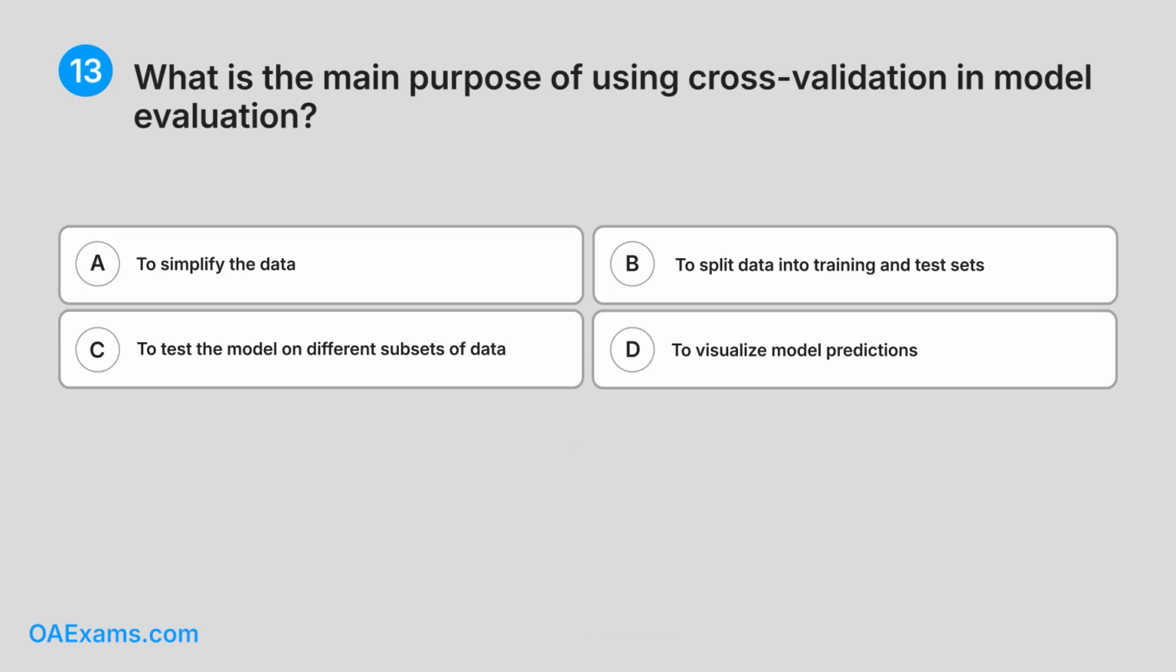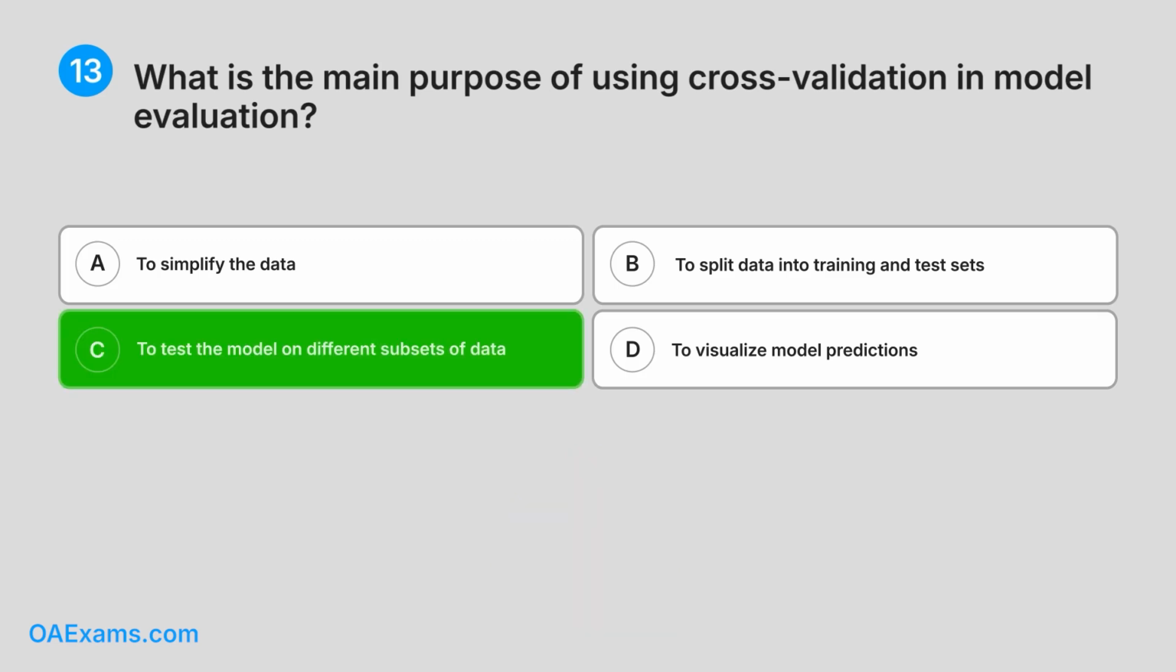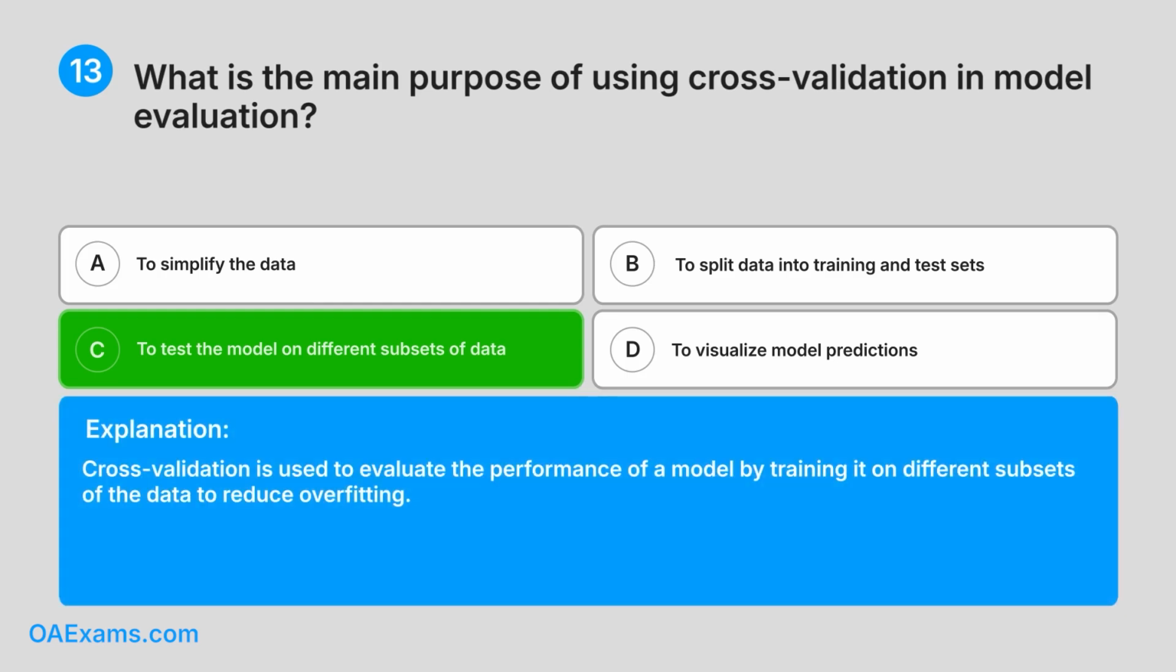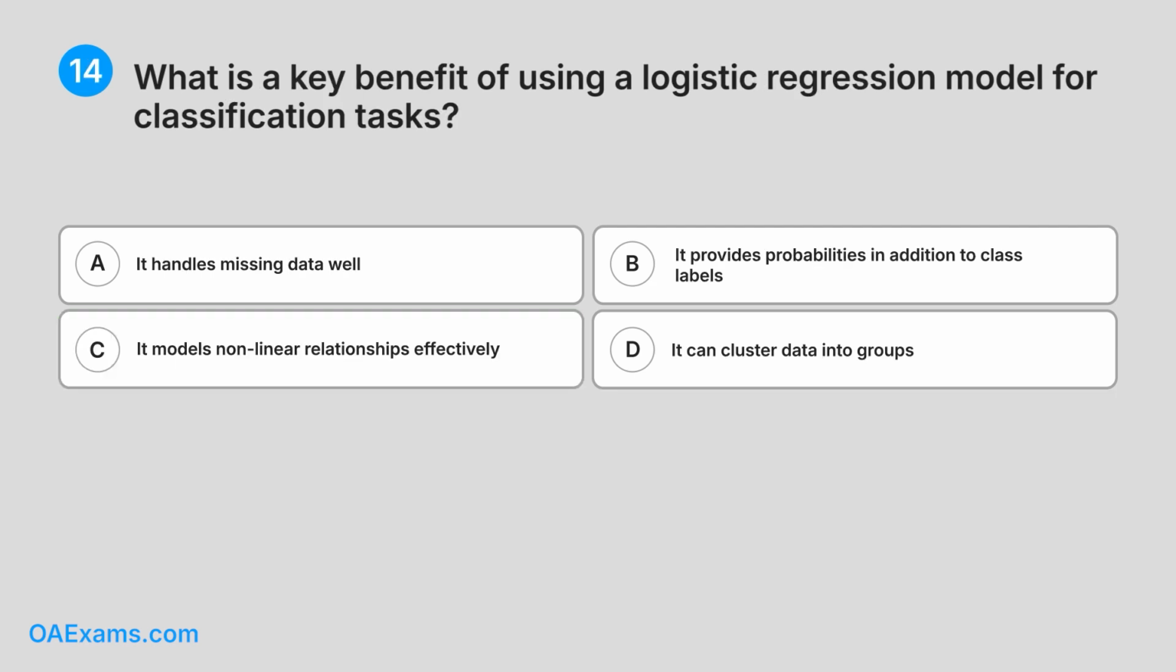Correct answer. C. To test the model on different subsets of data. Explanation. Cross-validation is used to evaluate the performance of a model by training it on different subsets of the data to reduce overfitting. 14. What is a key benefit of using a logistic regression model for classification tasks?